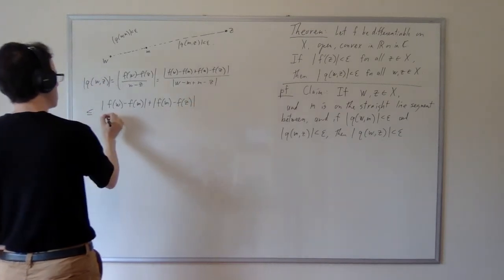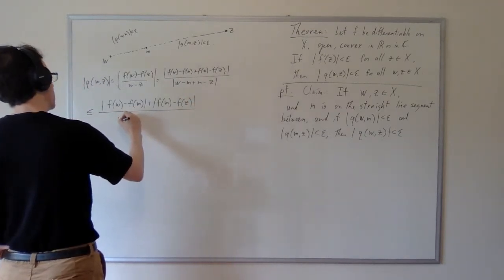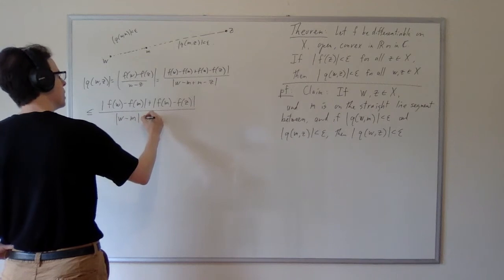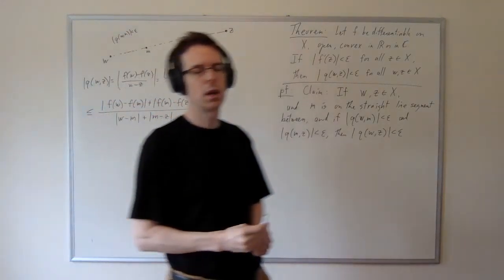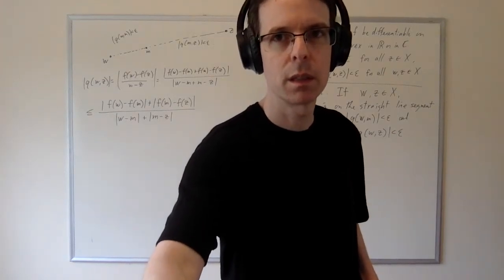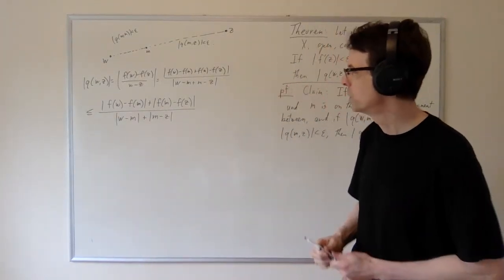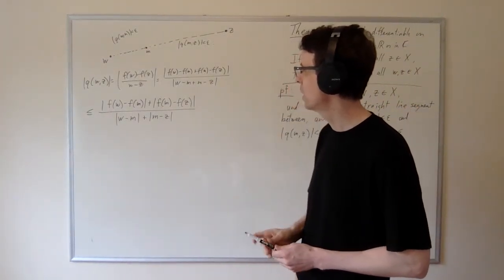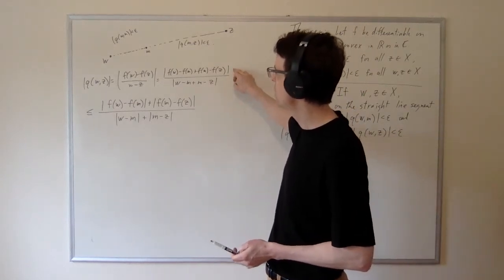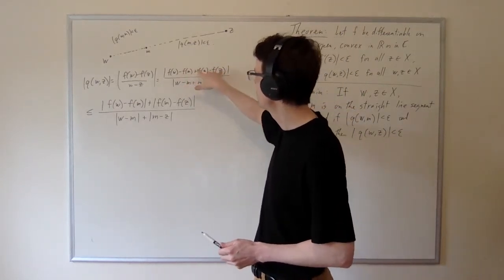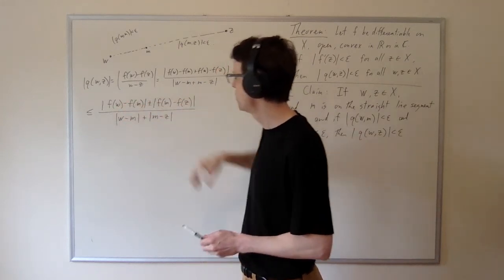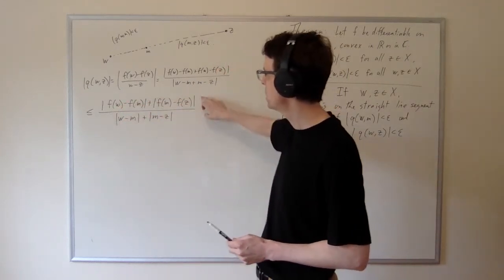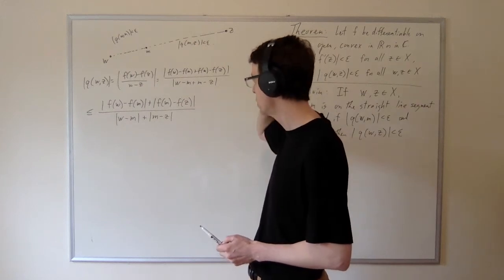I'll apply the triangle inequality to the top and to the bottom. Now, you have every right to say that's probably a mistake. This certainly looks like a mistake. The triangle inequality applies to the top and tells you that the modulus of this sum is less than or equal to the sum of the moduli of the individual parts. And so that's the usual way that we apply the triangle inequality.